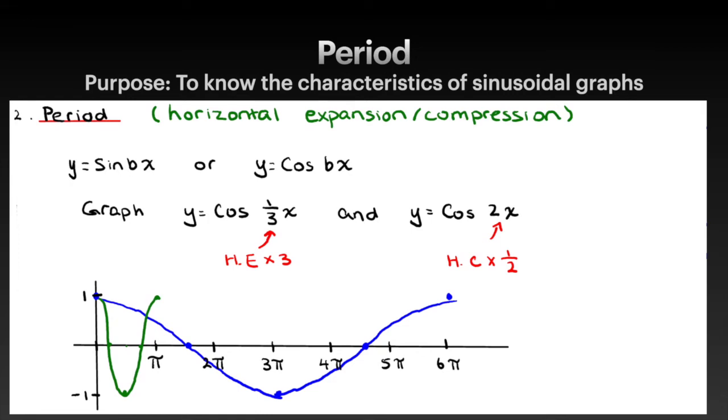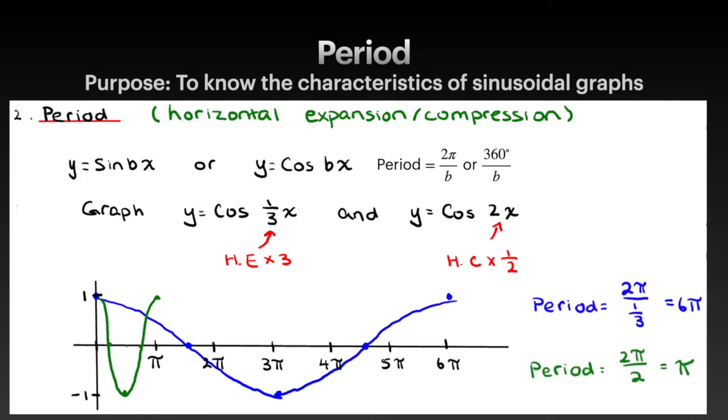So with these B values, we can actually conveniently calculate what the period is. The period is equal to 2 pi over B or 360 degrees over B. Depending on what units you're dealing with, you can write it out as such. But I can conveniently calculate what the period is for each of these graphs.